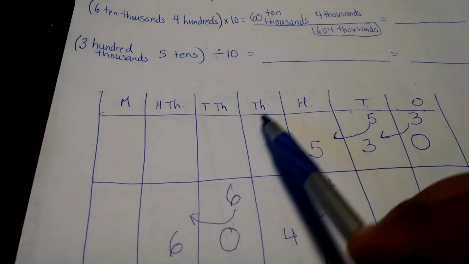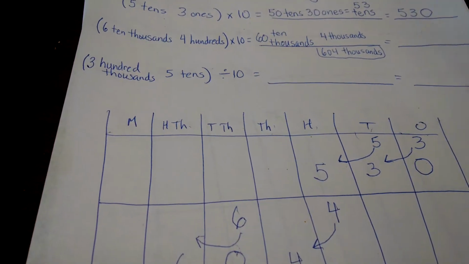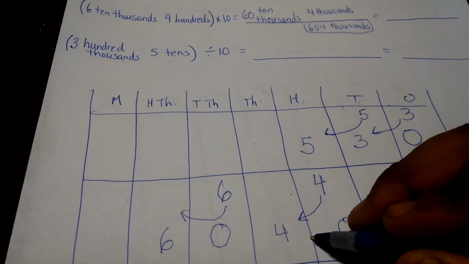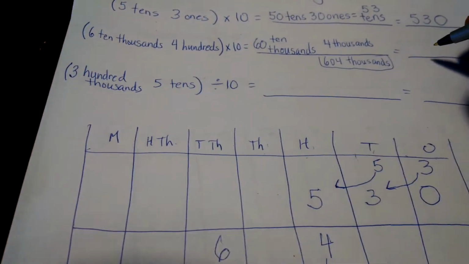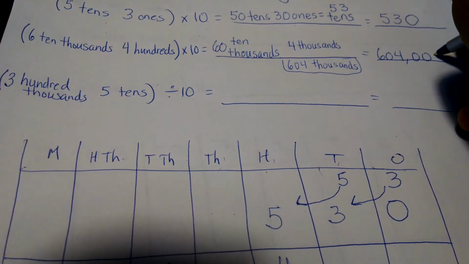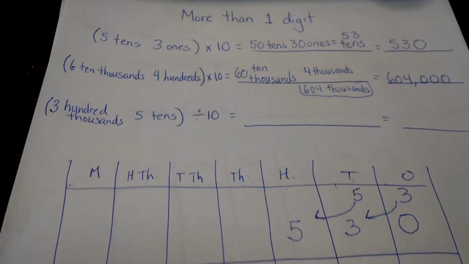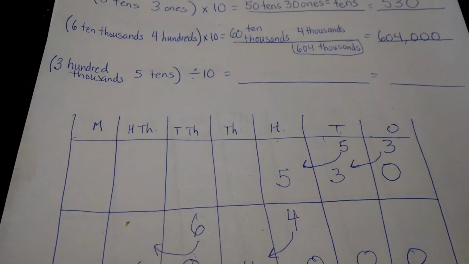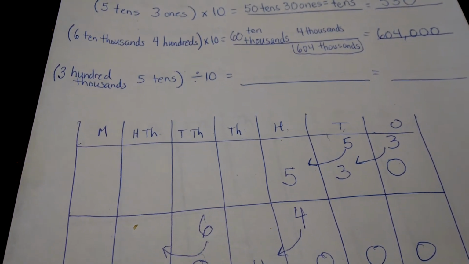So you go to the last place, 604,000. And that happens to be my number in standard form. And I just add the placeholders. So it's 604,000. It's really neat once you understand how the chart works, and how the place values move.